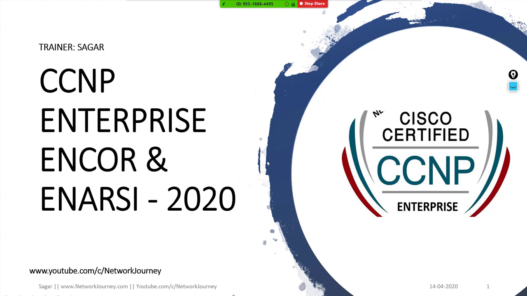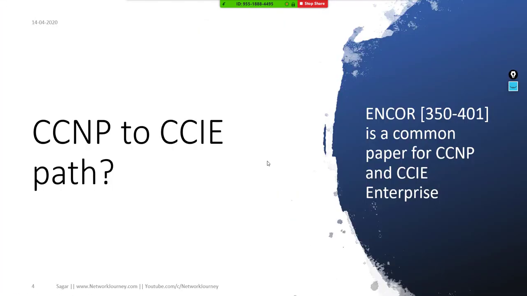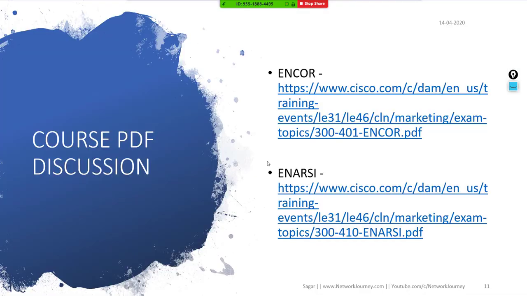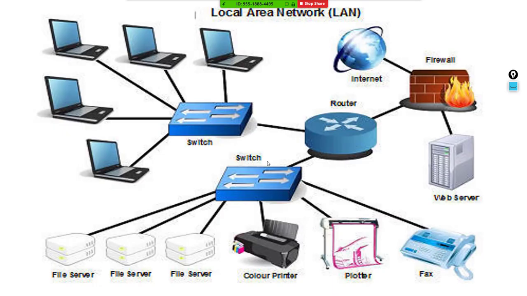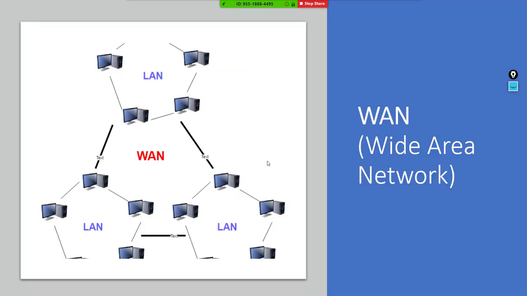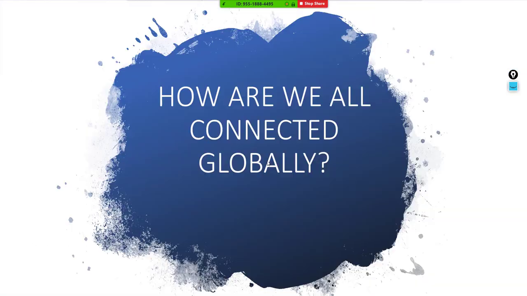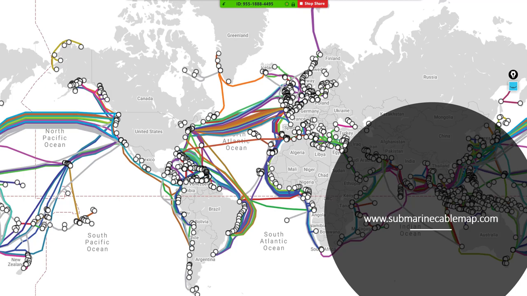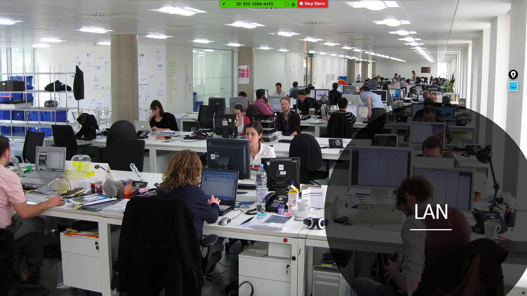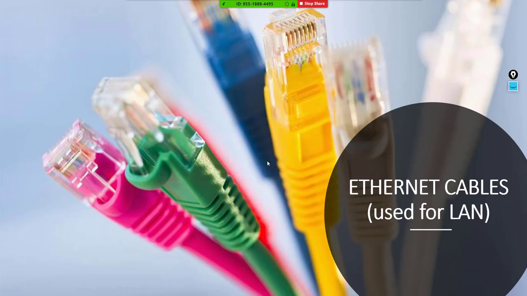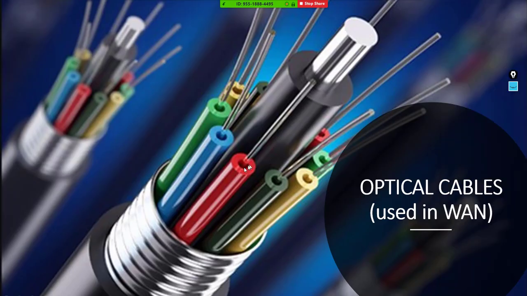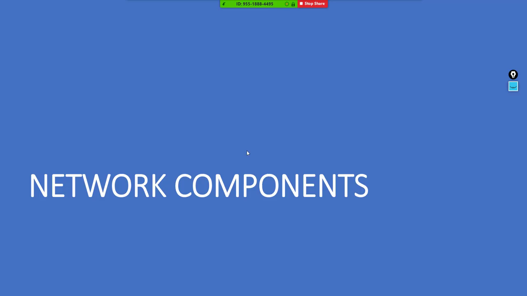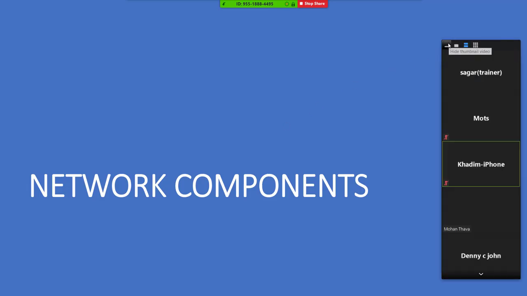So let me walk through this document. We have covered local area network and wide area network, the optical fibers, the LAN segment, how we are connected, the WAN segments, the Ethernet cables that are used for LAN, and the optical fiber that is used for WAN connection. I was about to start with network components for the day.